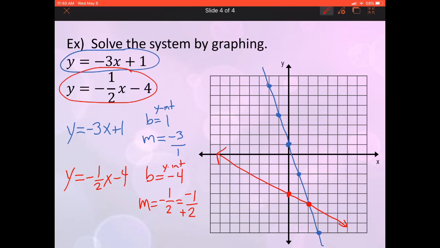And that's our solution. So they intersect at 2, negative 5. So we went right 2 for the x-coordinate and then down 5 for the y-coordinate. So that's why it's 2, negative 5. That is the solution to the system. And if you would like, you could plug in the x number, which was 2, for the x's in the equations, and the y number, negative 5, into the equations, and you would see that it makes both equations true.